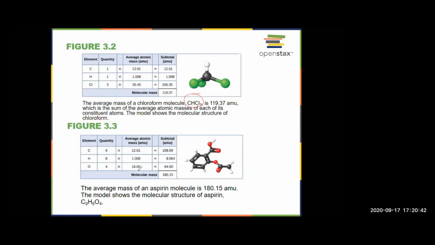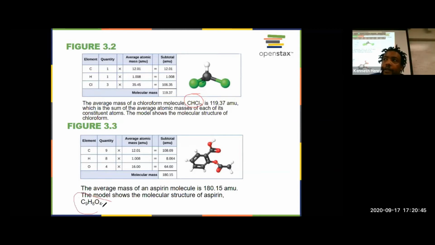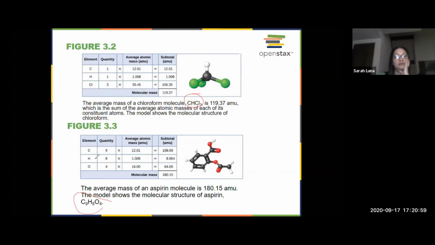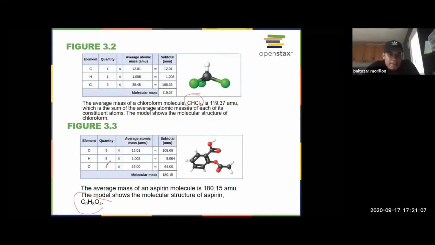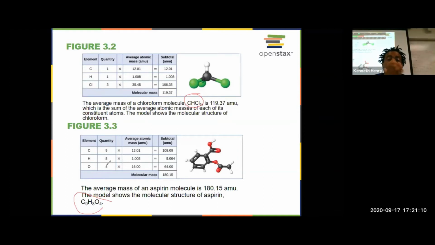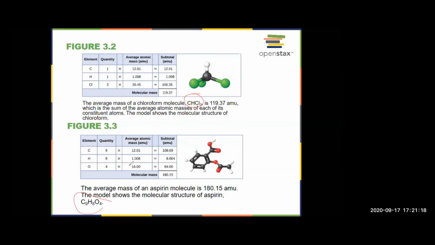Okay, so this here is the molecular formula for aspirin. How many carbons are in aspirin? 9. How many hydrogens? 8. And how many oxygens? 4. Okay, so that gives me my quantity of each of those atoms. So if I want to calculate the molecular mass for that, I multiply each of them by their masses. Piece of cake, not too hard. Okay, excellent. Let's see how well you guys do.